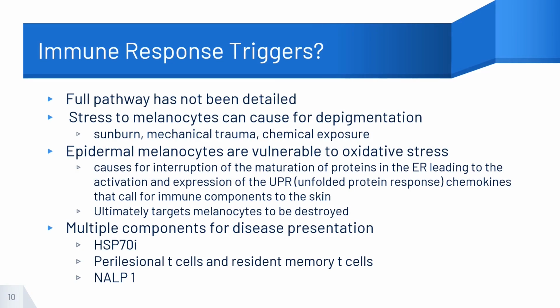The current model for vitiligo pathogenesis is not fully explainable, but the stresses that can cause vitiligo can be traced back to certain stresses to the melanocytes. It can bring about oxidative stress that causes an interruption of protein maturation in the endoplasmic reticulum, which leads to the activation and expression of UPR, or unfolded protein response, chemokines that call for immune components to the skin, ultimately targeting melanocytes to be destroyed.